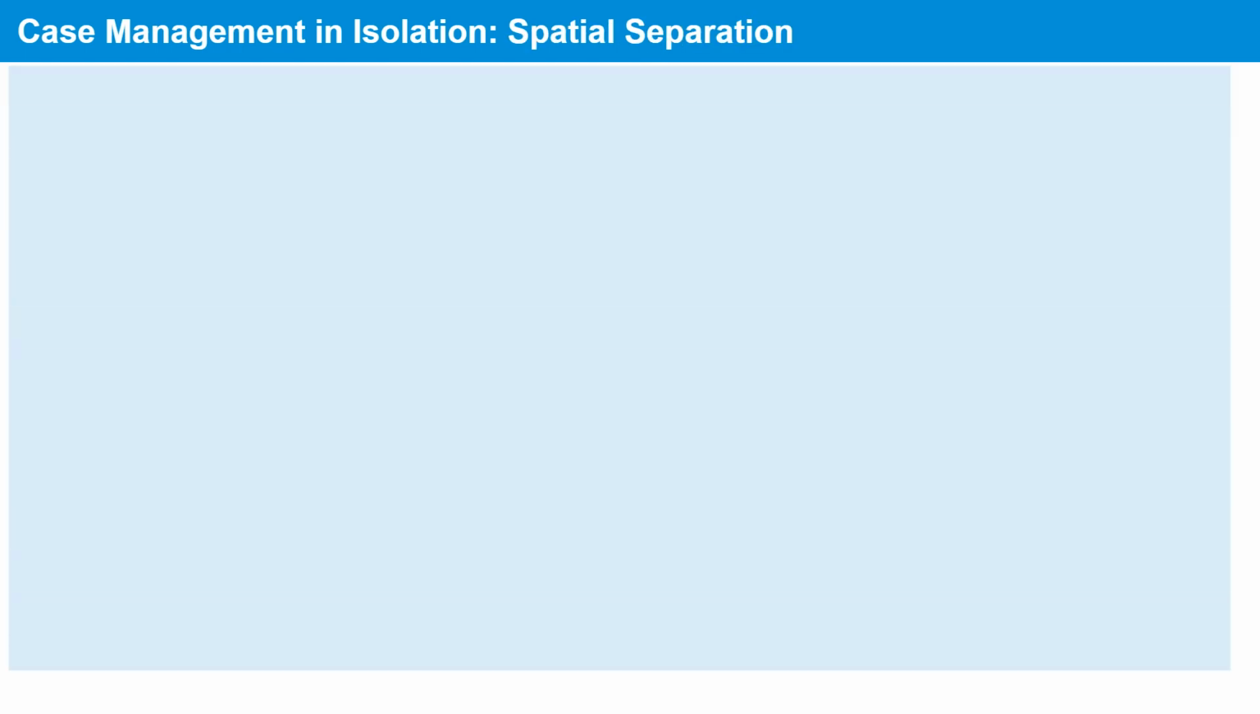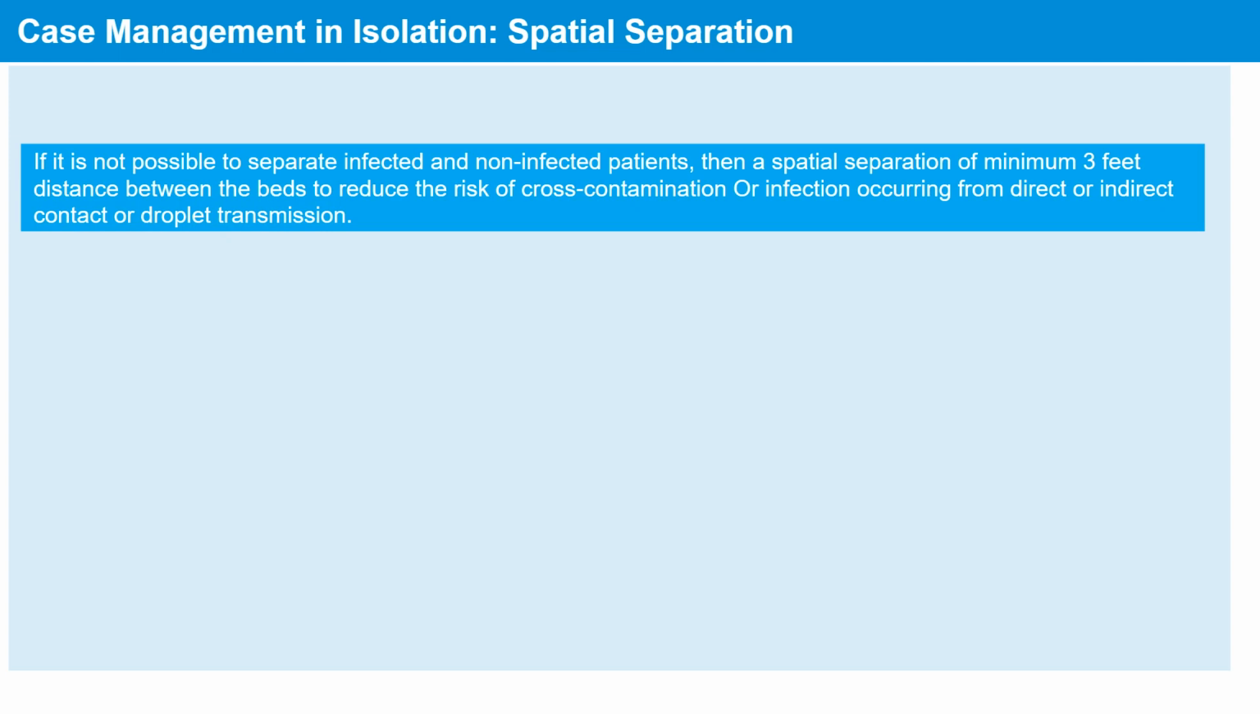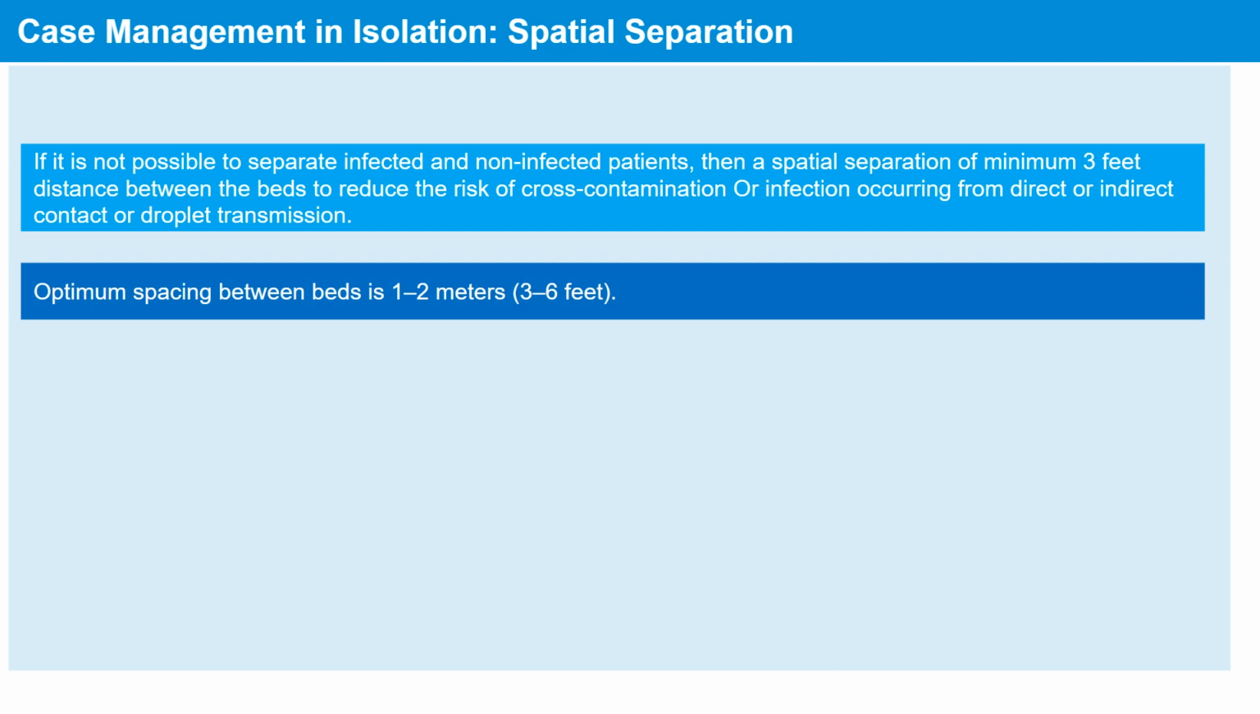How can we maintain spatial separation when patients are kept in isolation? If it is not possible to separate infected and non-infected patients, then a spatial separation of minimum 3 feet distance between the beds is needed to reduce the risk of cross-contamination or infection occurring from direct or indirect contact or droplet transmission. Optimum spacing between beds is 1 to 2 meters, 3 to 6 feet.